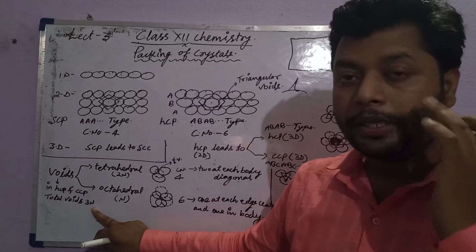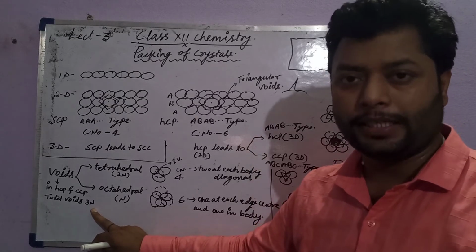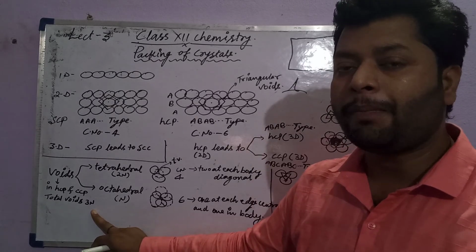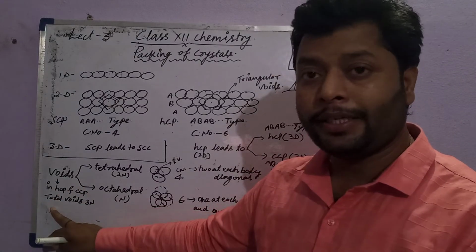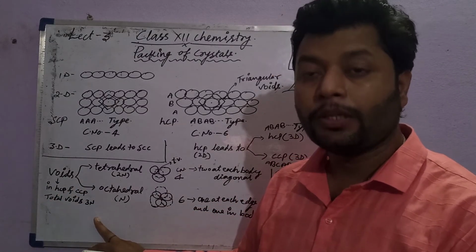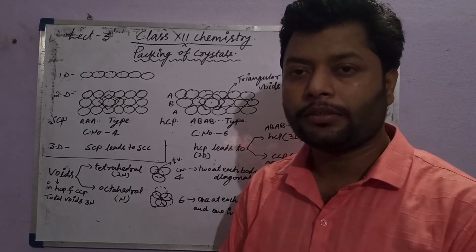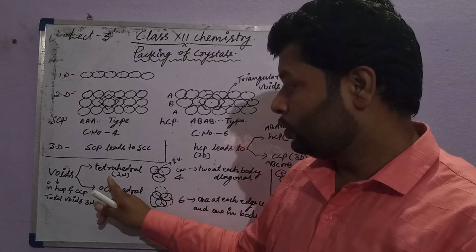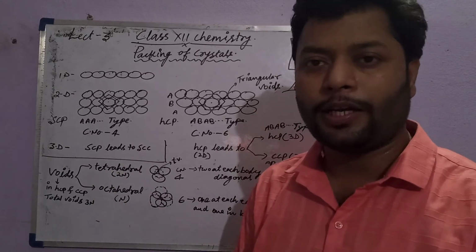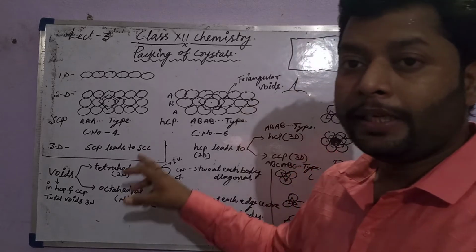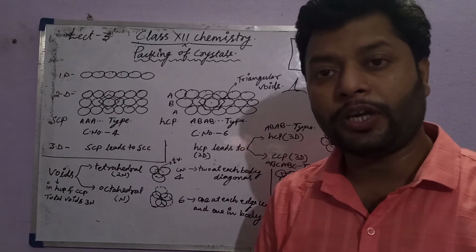If n is the number of particles per unit cell, the total voids generated is 3n, in which 2n are tetrahedral voids and 1n are octahedral voids. Means tetrahedral voids are double in number the octahedral voids.